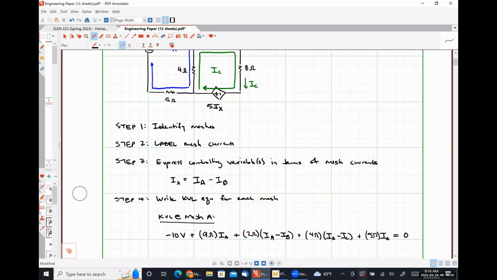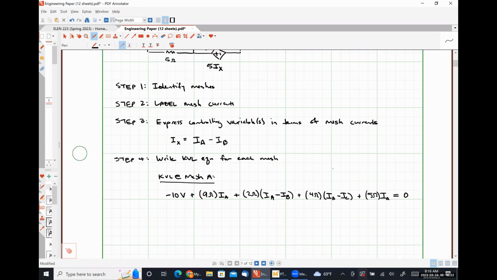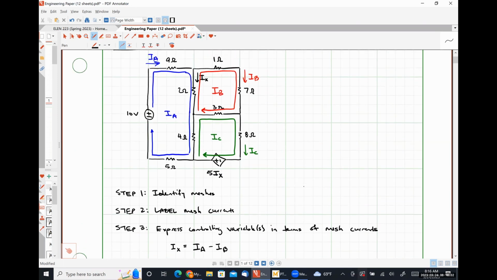And now we're ready for our KVL at mesh B. So I'm going to let you guys take a crack at what's going on for mesh B. Let's start here. So do you guys want to call stuff out, or do you want me to call on individual people? We're starting at this node.